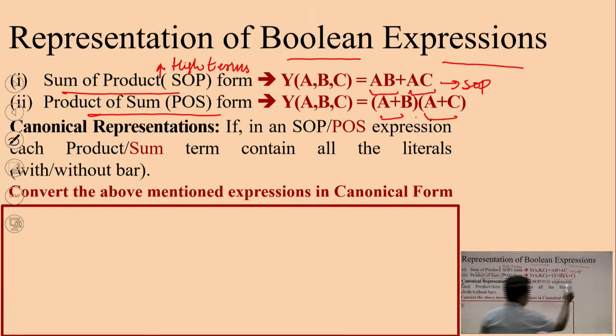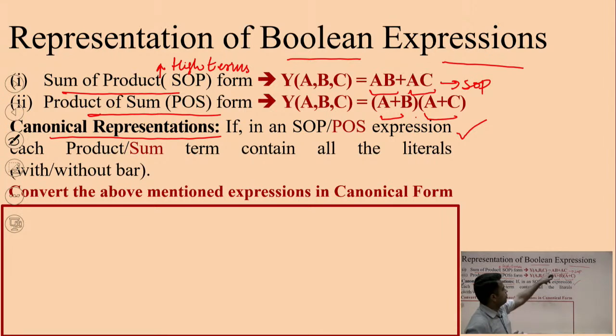So what are the canonical representations? Which is also the topic of our lecture. If you want to relate the truth table and its high and low entries in the output, then these canonical representations of SOP and POS are going to be very much useful. So what are these canonical SOP and canonical POS?